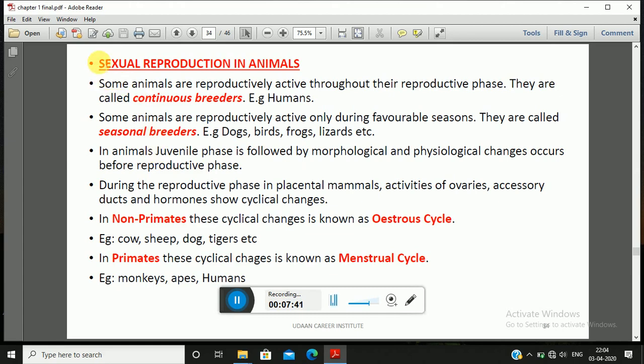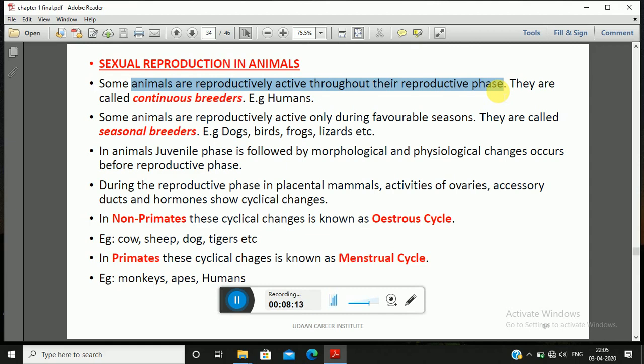Now moving towards the next part, that is sexual reproduction in animals. As we have gone through earlier, animals follow only one mode of reproduction, that is the sexual mode of reproduction. There are some animals which are reproductively active throughout the reproductive phase. As we have seen earlier, there are three different phases in the life cycle. The first one is the vegetative phase or juvenile phase. The second is the reproductive phase and the third is the senescent phase.